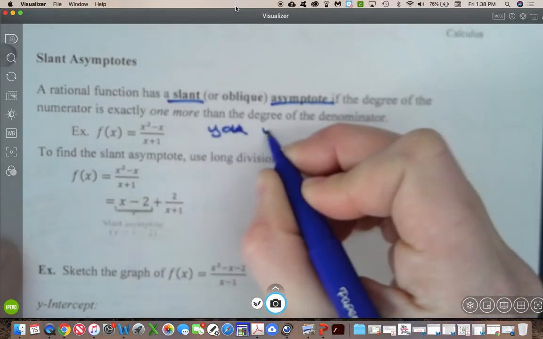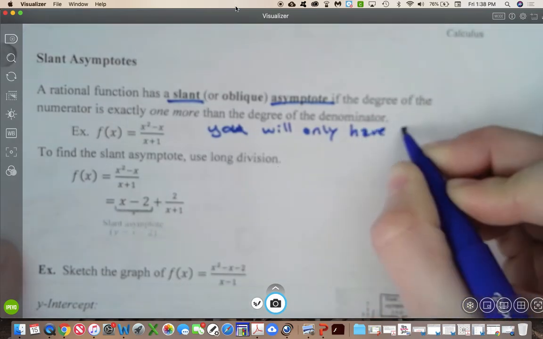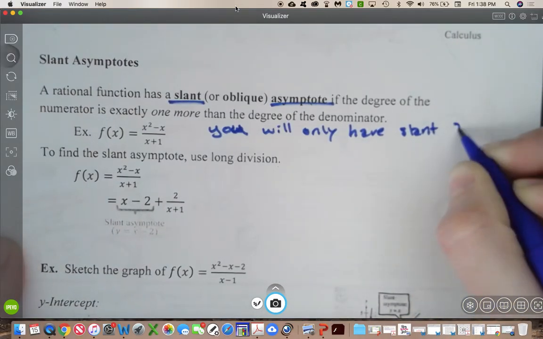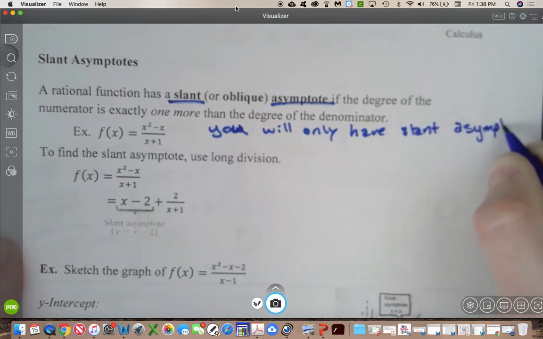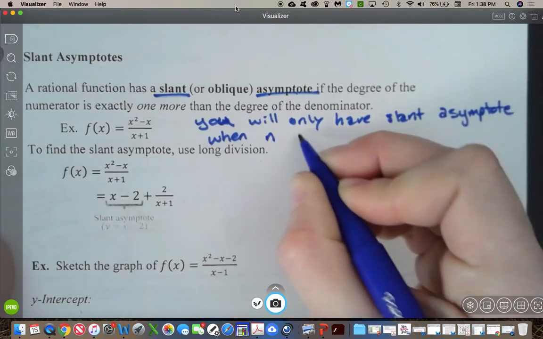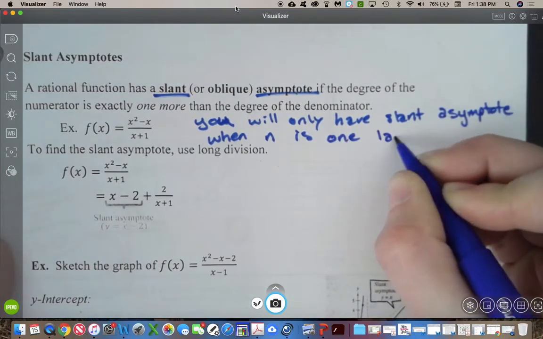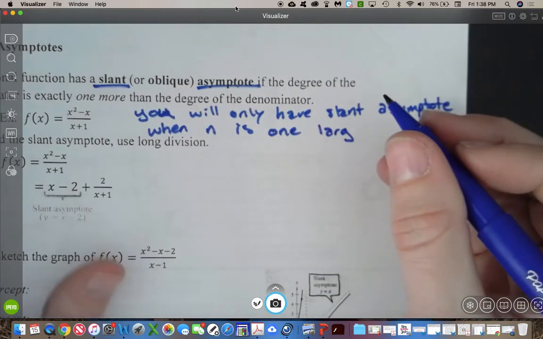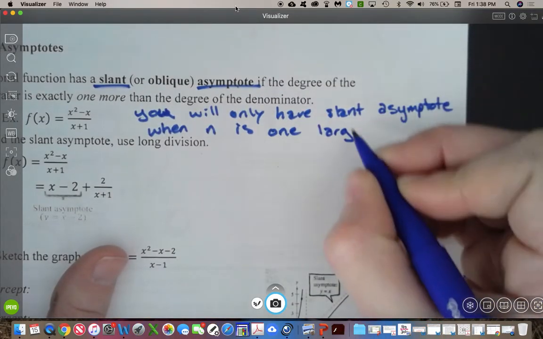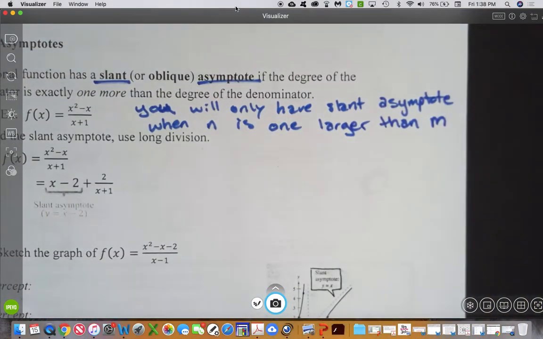You will only have a slant asymptote when n is 1 larger than m. This is probably really hard for people watching this video. Sorry, Trinity, because it's delayed. When n is 1 larger than m, you will have a slant asymptote.